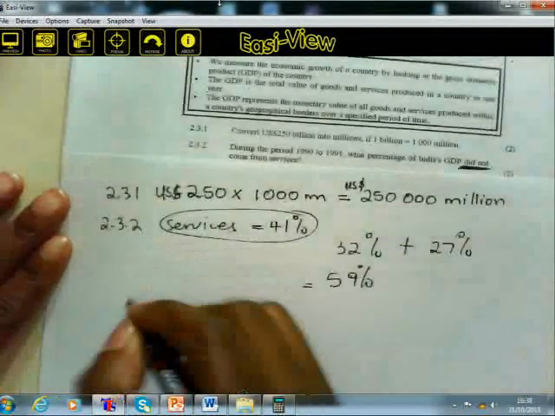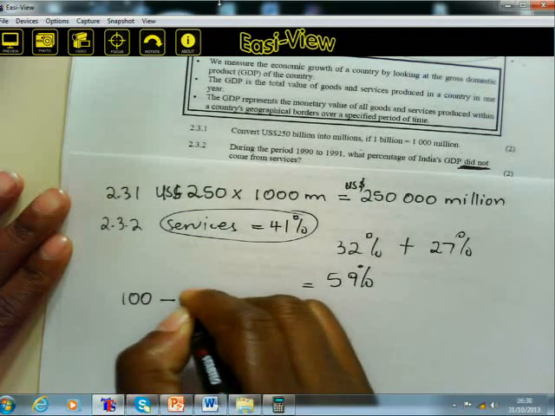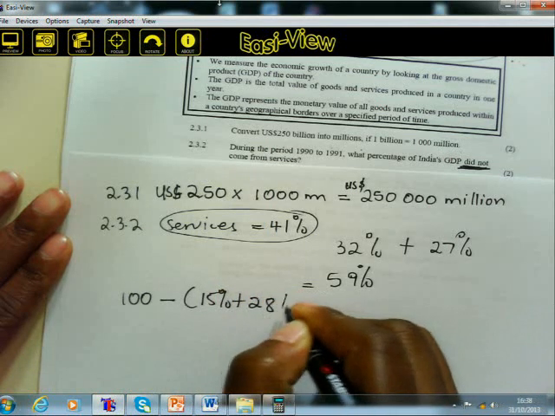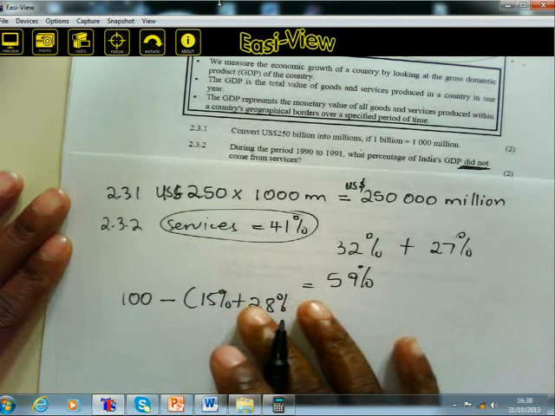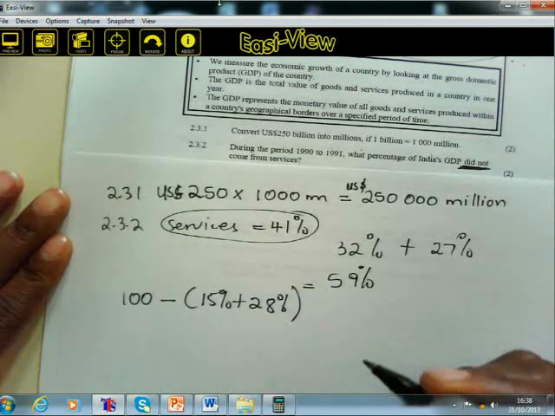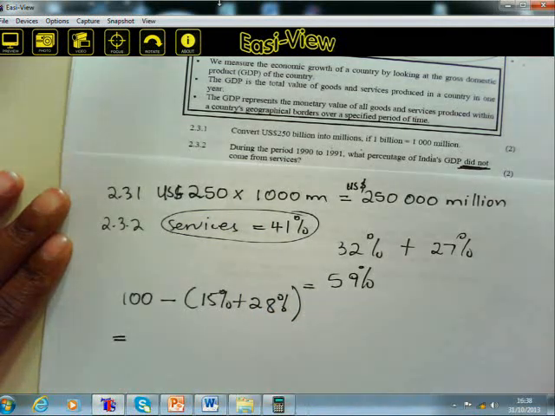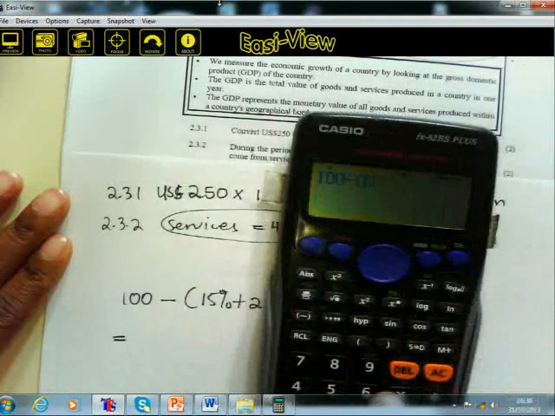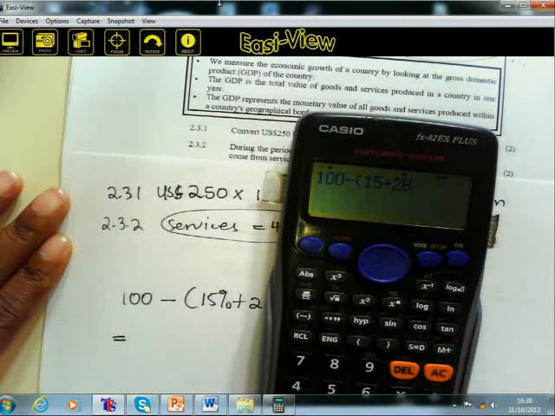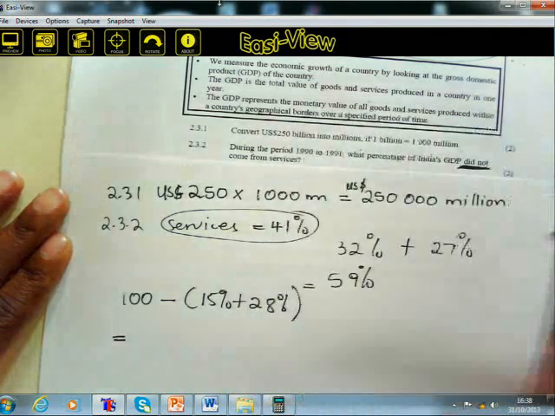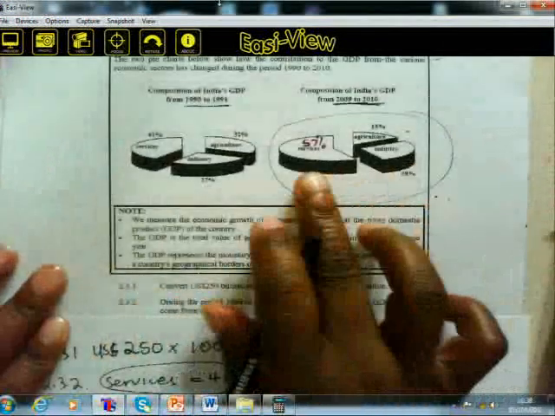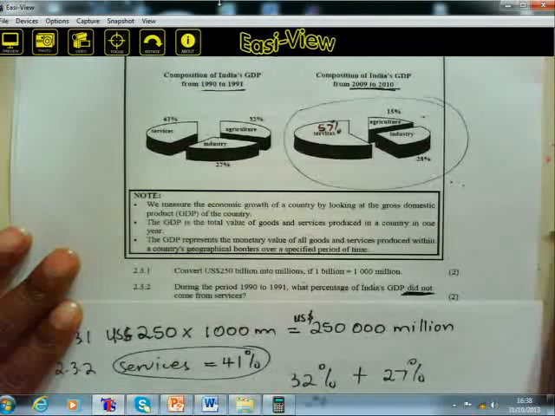And to calculate it, we said 100% minus 15% plus 28%. 15% of agriculture and 28% of industry. What is your answer in this case? 100 minus 15 plus 28. 57%. And we were right. Remember, we got 57%, so we were right that for services it will be 57%.